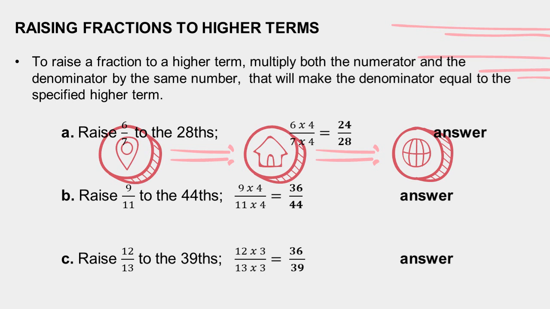Next, another, 12 over 13 to the 39. O, ilan naman daw pong 3 na makukuha natin sa 39? So, ang nakuha po kasi ni ma'am ay 3. So, yung 3 po ang i-multiply natin doon sa ating numerator and denominator. So, 12 times 3 is equal to 36 over sa 13 times 3 is equal to 39. So, now our answer in example letter C ay 36 over 39.